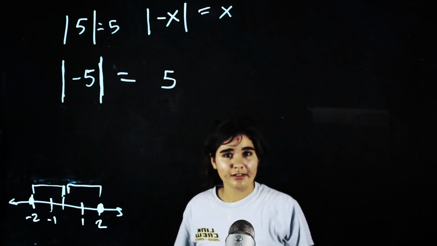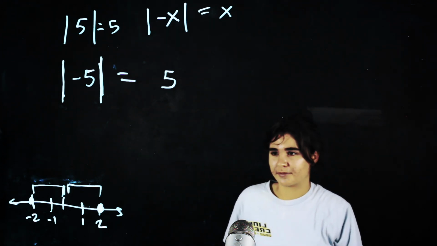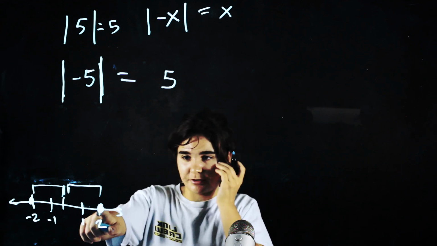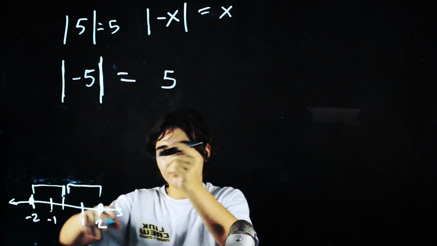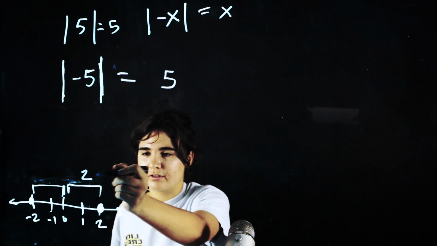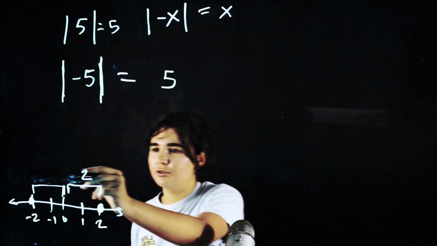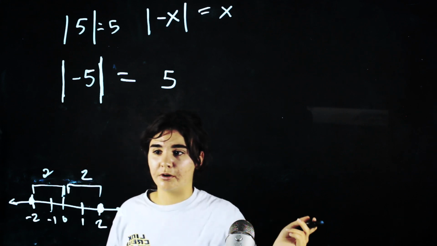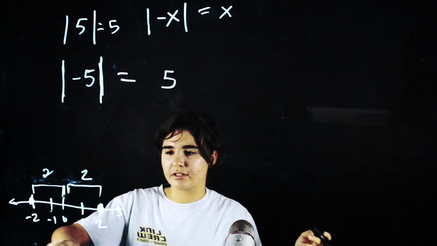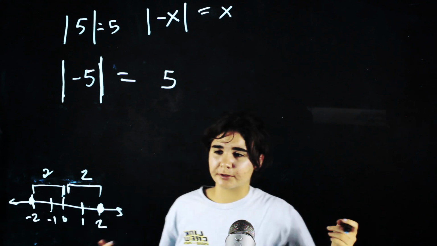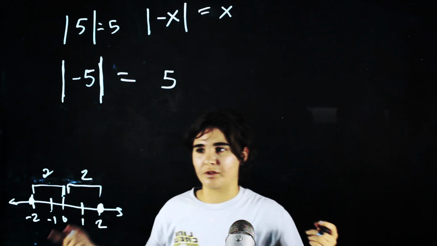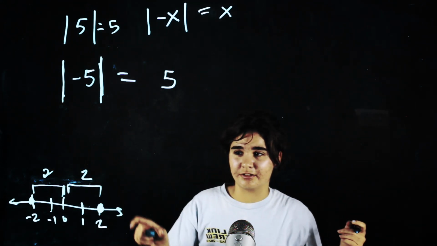A good way to think of this would be in terms of distance. Let's say we have the number 2. Well, 2 is 2 units from 0, right? And let's say we also have the point -2. -2 is also 2 units from 0. Even though they're on opposite sides of the number line, and one of them's positive and one of them's negative, it's the distance that is still the same.